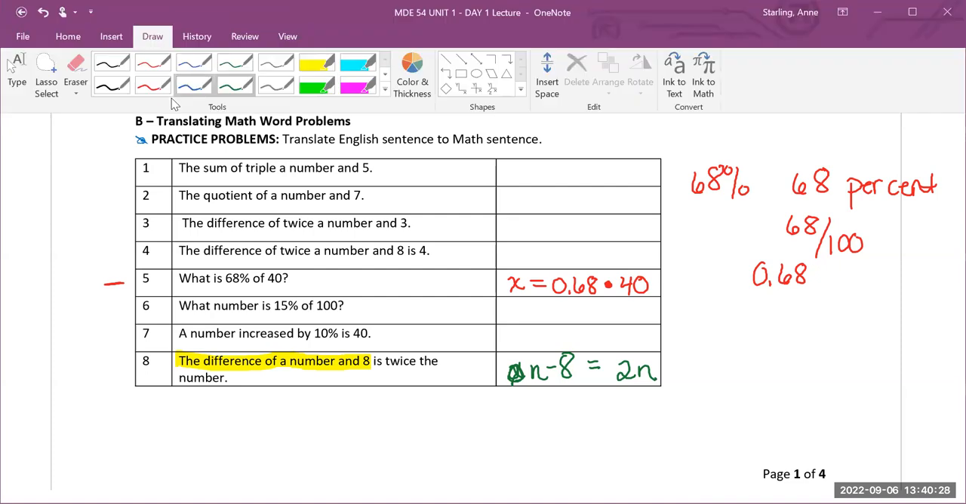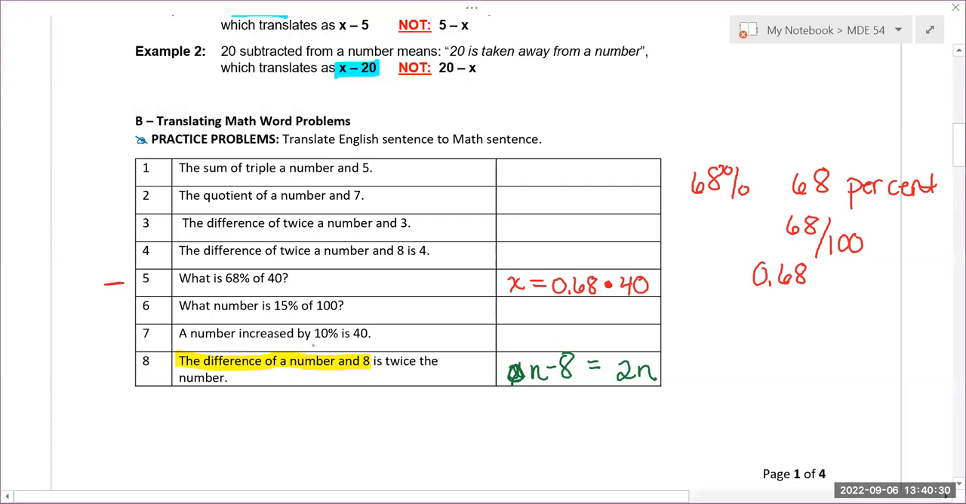Another one I want to look at is number 7. A number increased by 10% is 40. So you take your number, you add 10% of your number, is 40. That'll come in handy on your Math 154s if you need to add sales tax, if you need to add a raise, something like that. You're adding an entire 10% more.